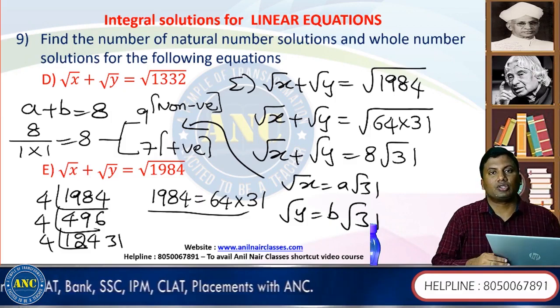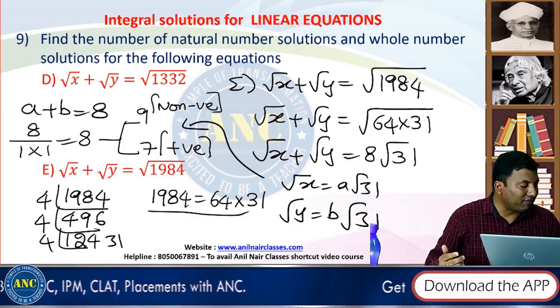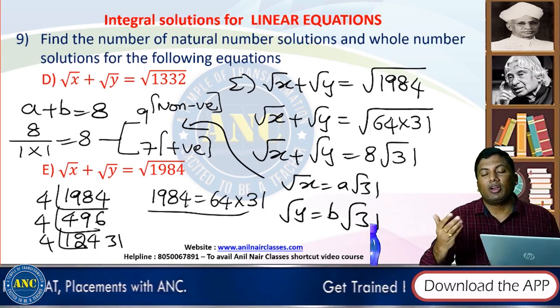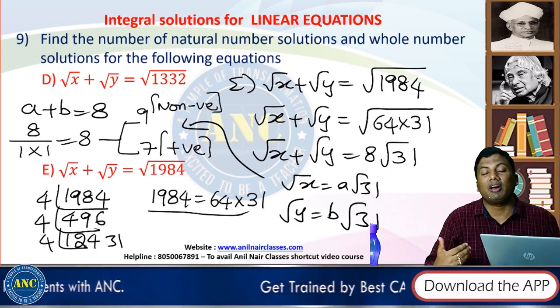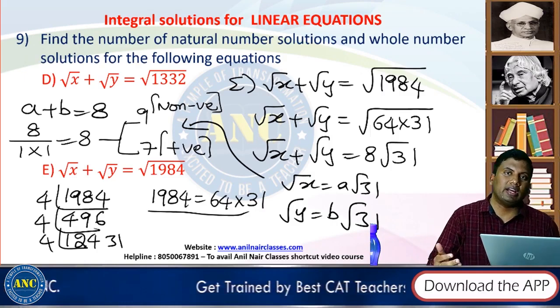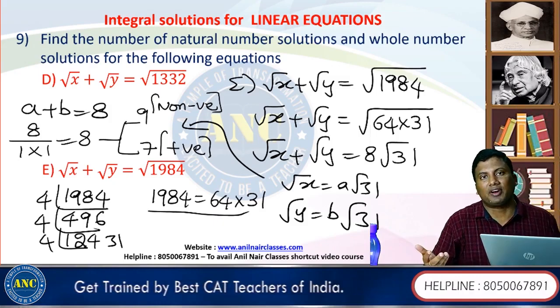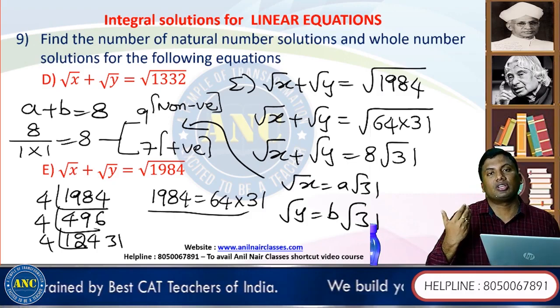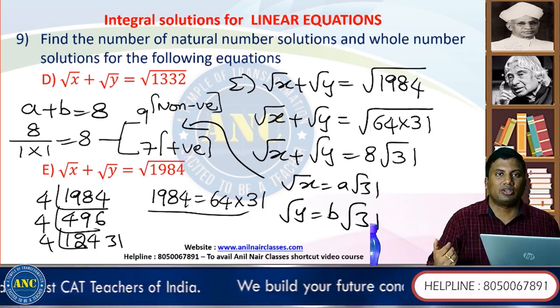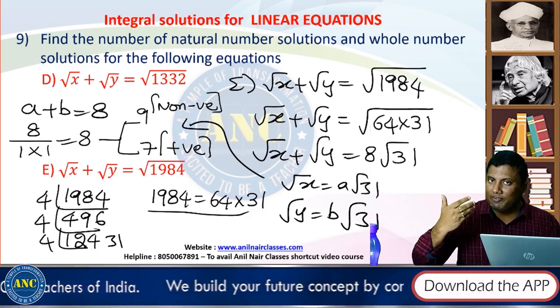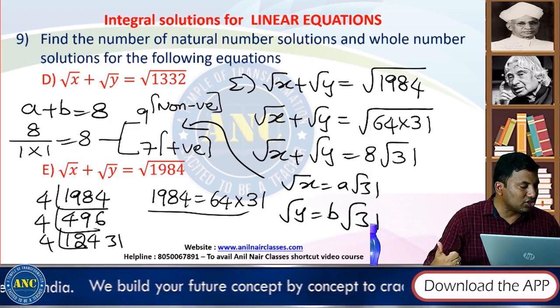Now we discussed only when both of them are factors of right hand side. We will also see what happens if one of them is a factor of right hand side. We will also see what happens when none of them is a factor of right hand side. We will also see what happens if the number of variables increases beyond 2. Everything we will do in a structured manner.